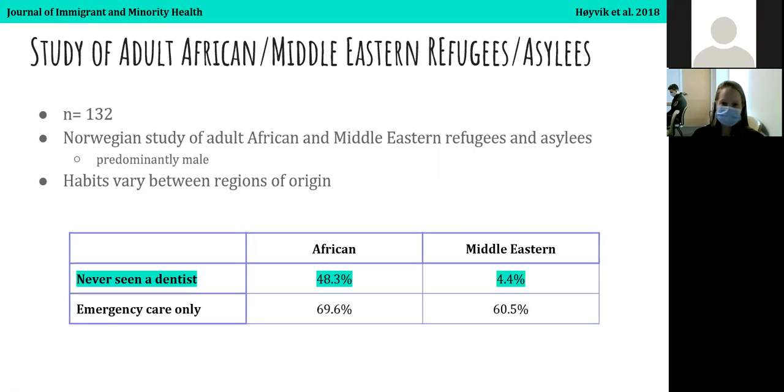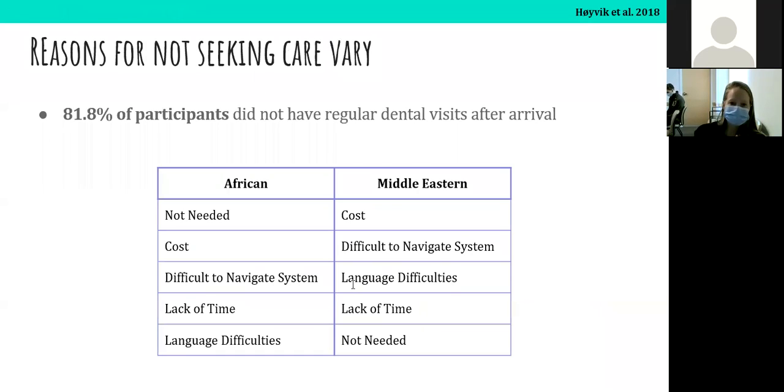But this study was looking at adult refugees and asylees, and they asked them about their habits both before and after arrival. And what they found was that the African cohort were more likely to have never seen a dentist compared to their Middle Eastern counterparts, 44% versus 48%. And once they arrived in Norway, they found that 82% of the participants did not have regular dental visits.